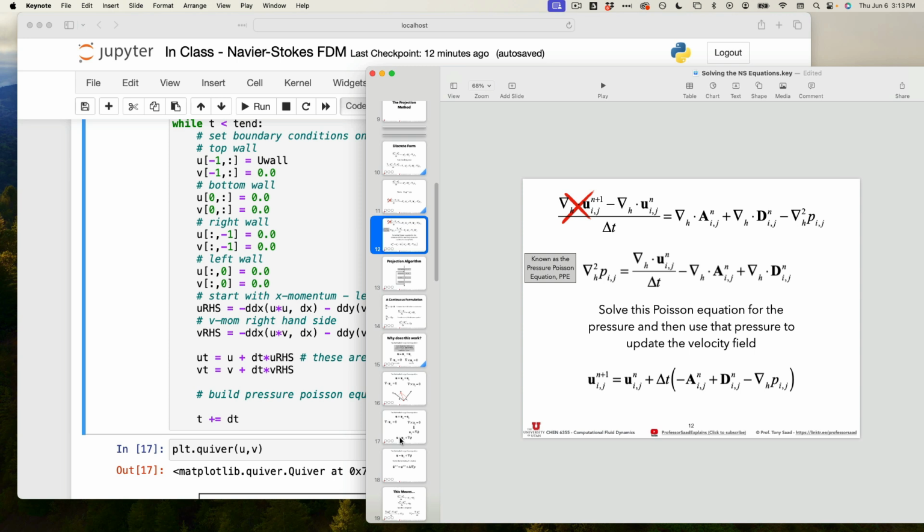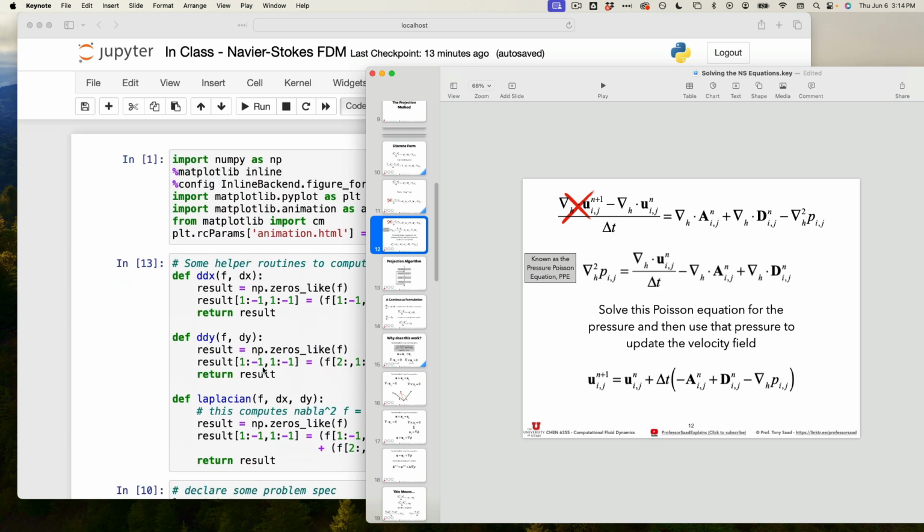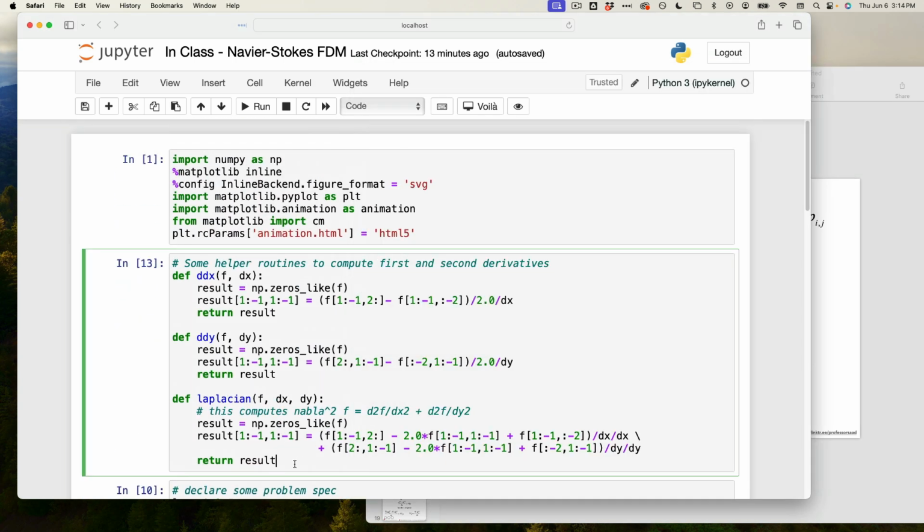We already computed A and D. Agreed? And we have UN already, which is the old one. So I need a divergence operator to apply it to those terms. So let's do this as a routine as well. So we will do a divergence operator. Now the divergence operator acts on a vector field. So I need two components for the divergence operator to work, right? Two fields, two arrays.